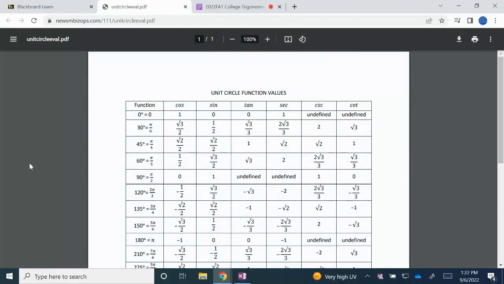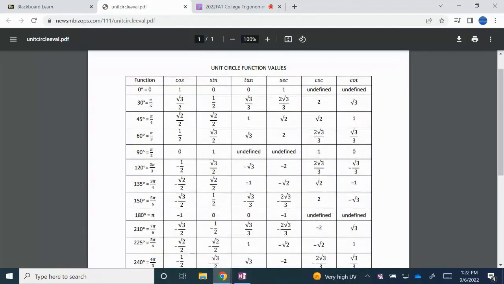And in this chart, it evaluates the 6 trig functions for every angle in the unit circle. So for example, if we wanted to find the cosine of 30 degrees, here we have it as square root of 3 over 2. If we wanted to find the sine of 135 degrees, which is 3 pi over 4, we have square root of 2 over 2.